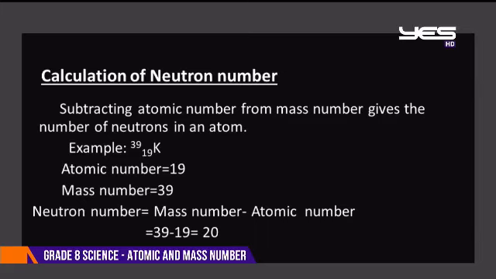That means potassium contains how many neutrons? It contains 20 neutrons. One more time, how to find out the neutron number in an atom? To get the neutron number, we have to subtract atomic number from which number? Atomic number from mass number. We will get the neutron number present in an atom.